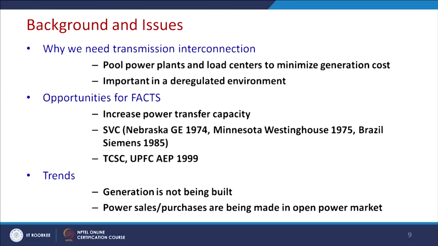FACTS enable us to pool power plants and to transmit power to the load centers instead of putting in extra power plants, which is important in a deregulated environment. An opportunity for FACTS is that it increases the power transfer capability of the line. These are a few case studies. An SVC was placed by GE in 1974, and Westinghouse placed another SVC-based FACTS device in 1975. We shall discuss what an SVC is in detail. Siemens placed FACTS devices as early as 1985 in Brazil, and TCSC and UPFC-based FACTS devices came into the picture in 1999.